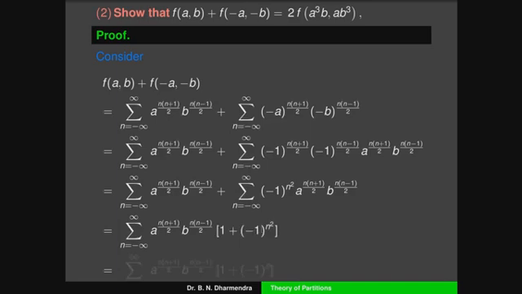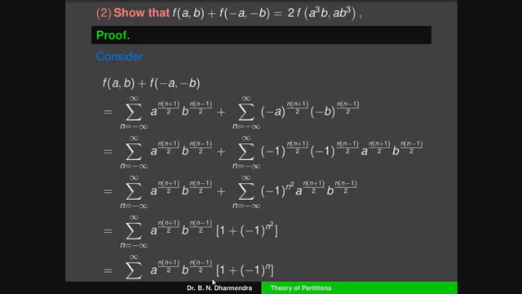We know the value of (-1) to the power of n square is nothing but (-1) to the power of n. In the earlier class, I already told that both those values are the same. So therefore, the summation n running from minus infinity to plus infinity a to the power of n(n+1)/2 into b to the power of n(n-1)/2 into 1 plus (-1) to the power of n.